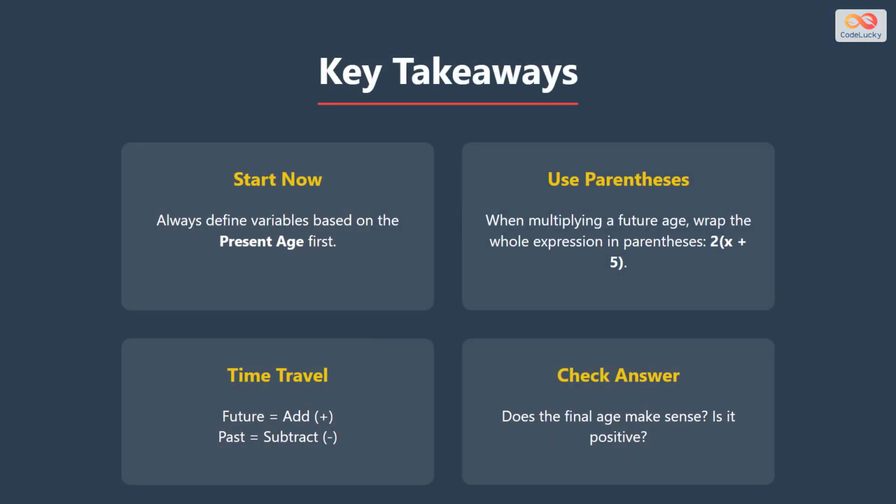To wrap up, remember these key takeaways. Always start by defining the present age. Use parentheses when multiplying a future or past age, like we did with the daughter's age in the example. Remember that future means add and past means subtract. And finally, always check your answer to make sure the age is a positive, realistic number.